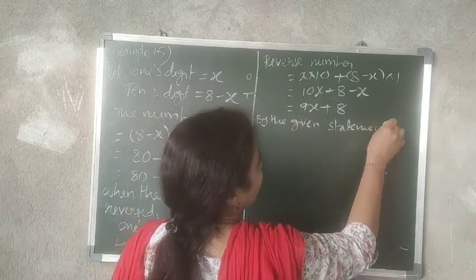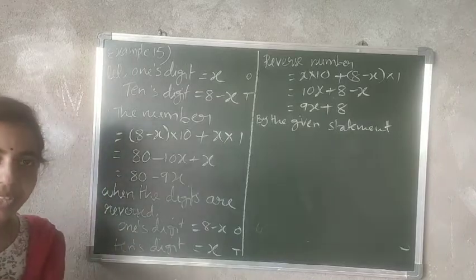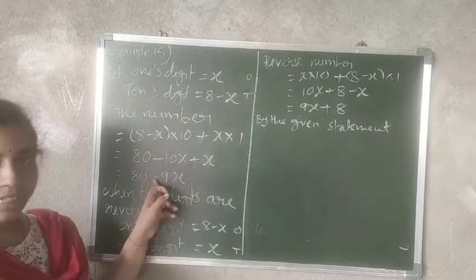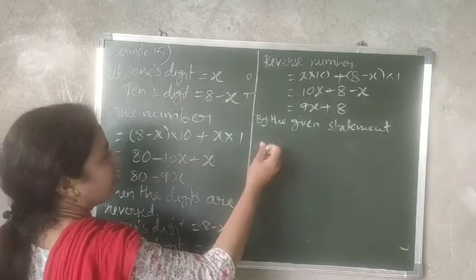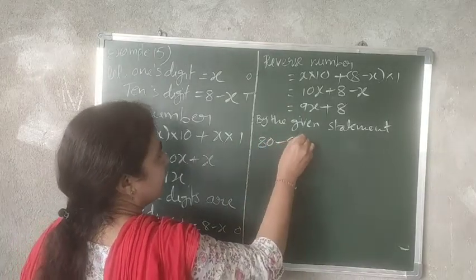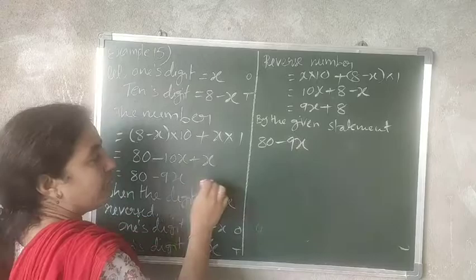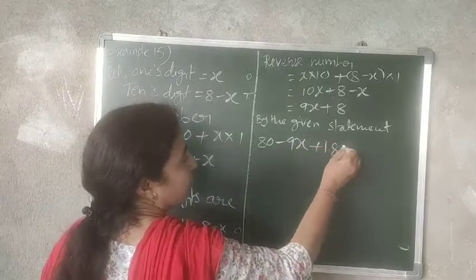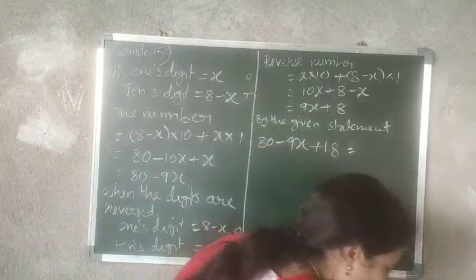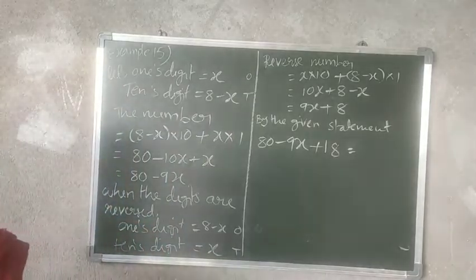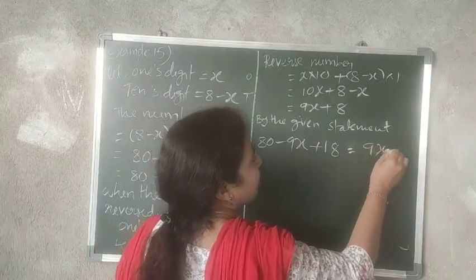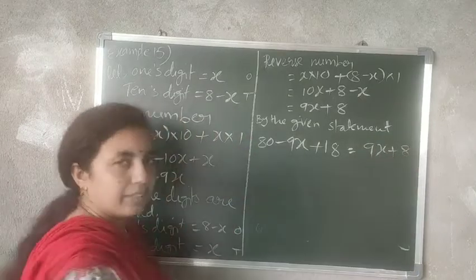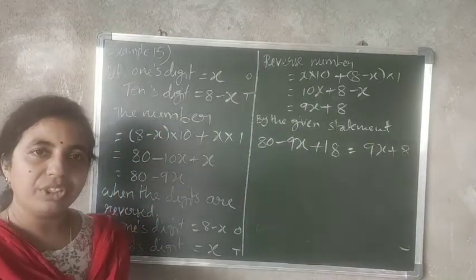What do you know? When you add 18 to the actual number, you will get its reverse number. So what is the actual number? 80 minus 9x. When you add 18 to that number, you are getting its reverse number. What is the reverse number? 9x plus 8. Now that is the required equation.